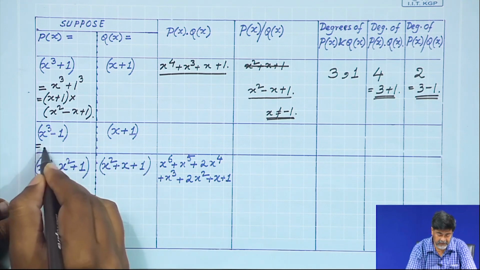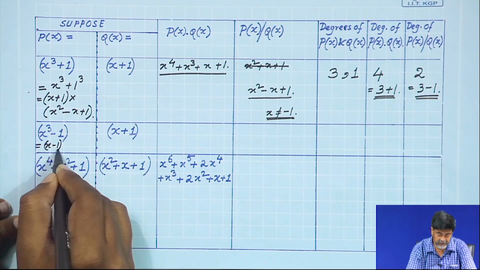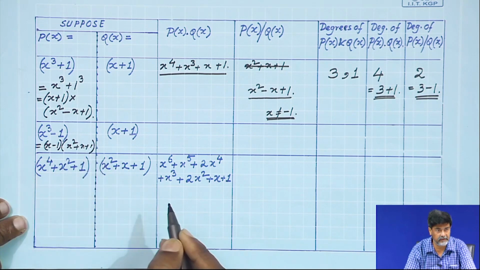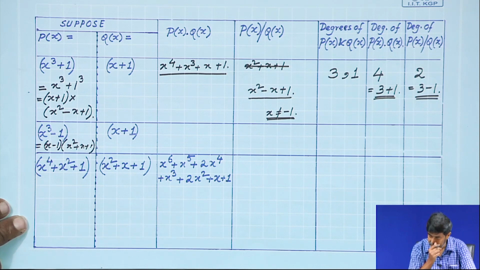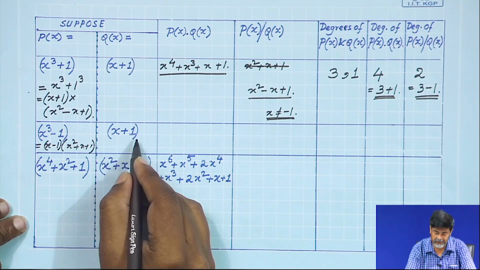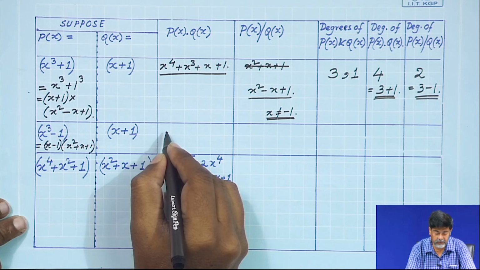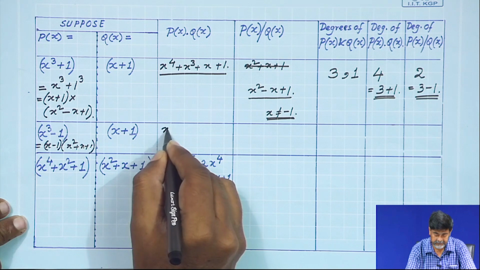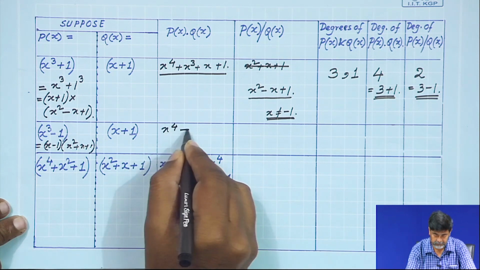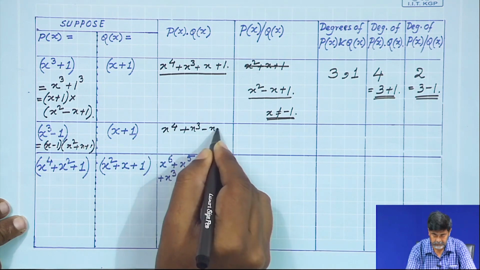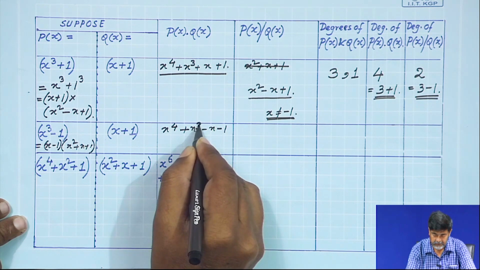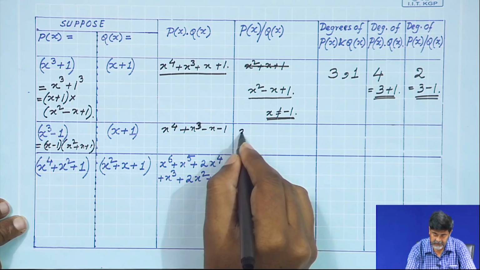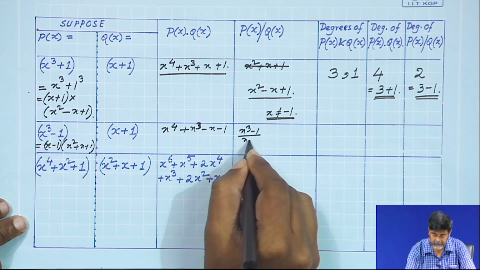Again, just remember the formula: x cube minus 1 is x minus 1 times x square plus x plus 1. This is the formula for x cube minus 1. And Qx is being taken as x plus 1. What is Px into Qx? Just multiply x cube minus 1 by x plus 1. So it will be x to the power 4 plus x cube minus x minus 1. Correct result. And what is Px by Qx? That is x cube minus 1 by x plus 1.